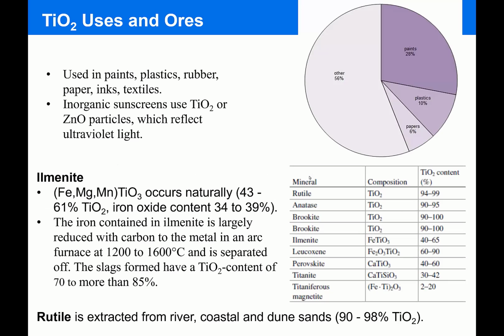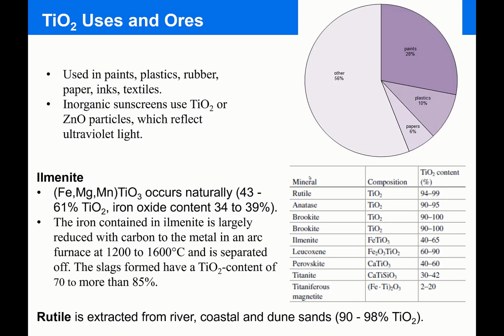We're going to focus on one example of an industrially important oxide, which is titanium oxide. It's used in paints and coatings, in the manufacture of plastics, rubber, paper, inks, textiles, and so on. It's also used as a filler for inorganic sunscreens to block ultraviolet light. The most common mineral for titanium oxide in nature is ilmenite, which is a metal titanate salt that occurs naturally and contains between 40 to 60% titanium oxide mixed with other metal oxides, mainly iron oxide. The iron contained in that mineral is largely reduced with carbon to the metal to get rid of it before you start processing the raw material to obtain titanium oxide.